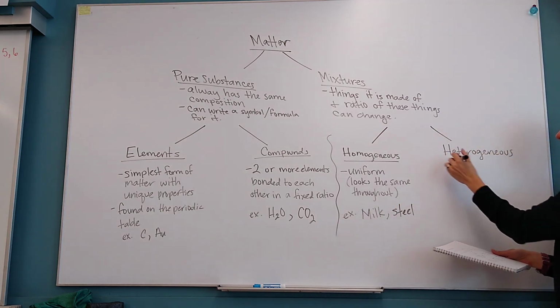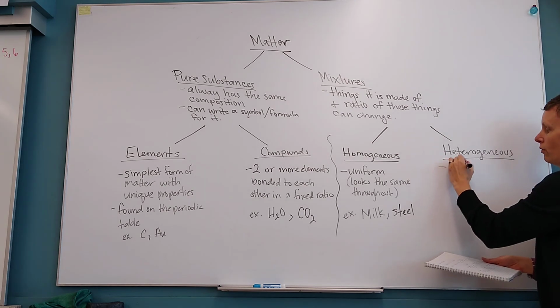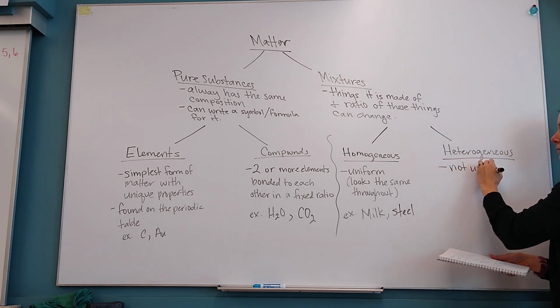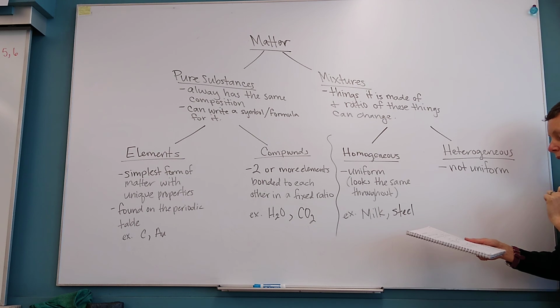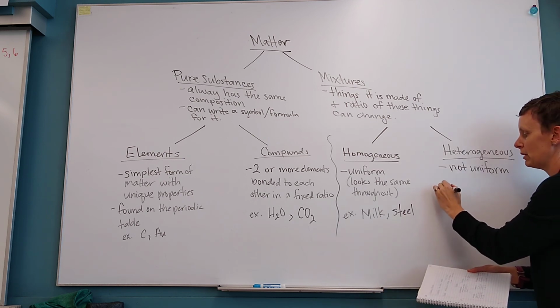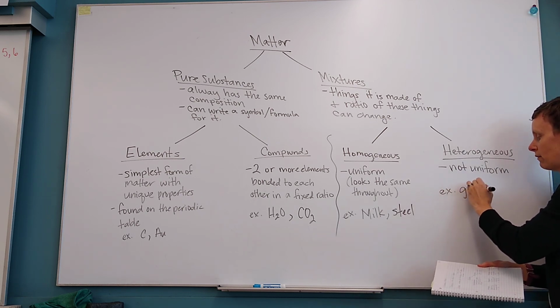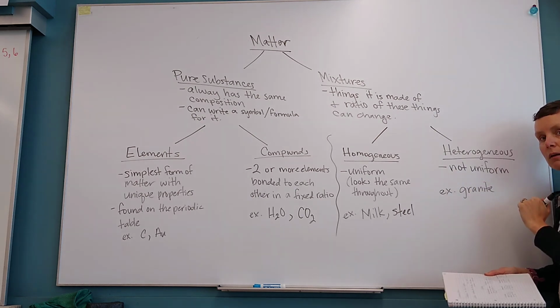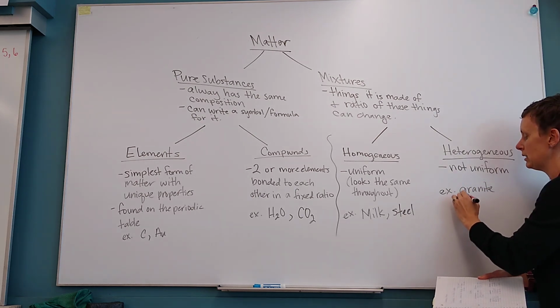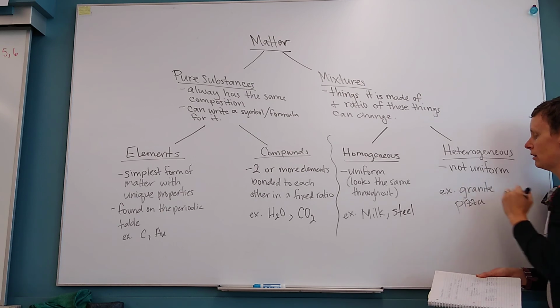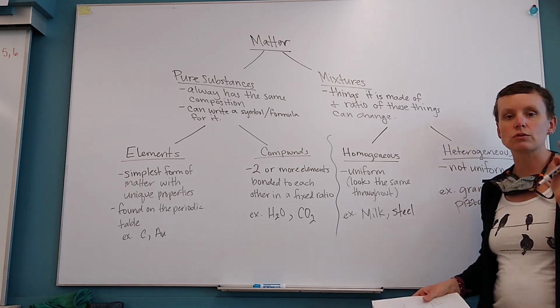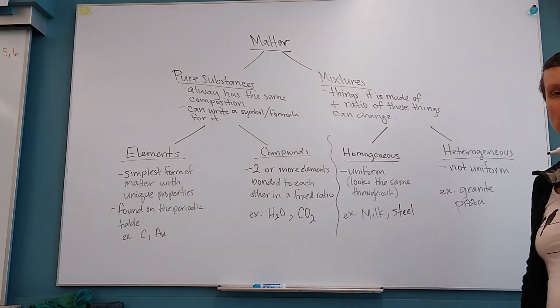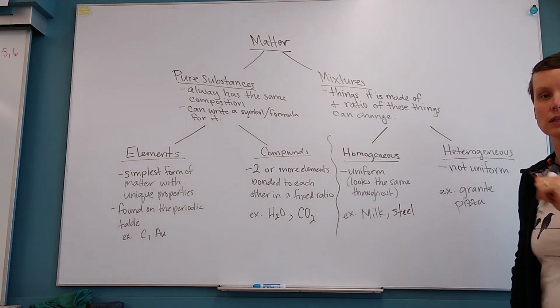All right, heterogeneous mixture is not uniform. So our last piece, not uniform. And examples could be like granite, so the rocks up at Vitavu have lots of different pieces to them. Another example could be pizza, okay? Lots of mixtures where when you look at the mixture, it's really obvious it's a mixture because it has lots of different pieces to it, okay? So that's the end of those notes.